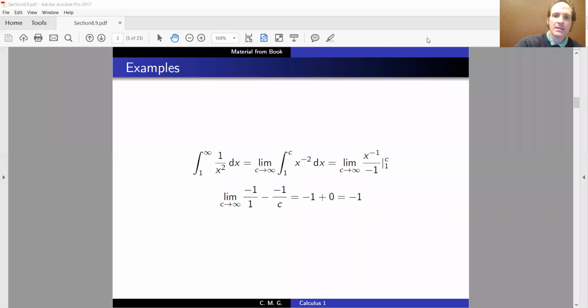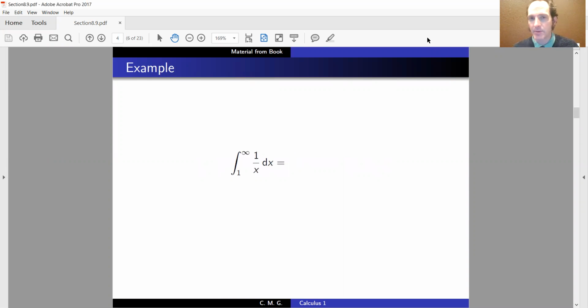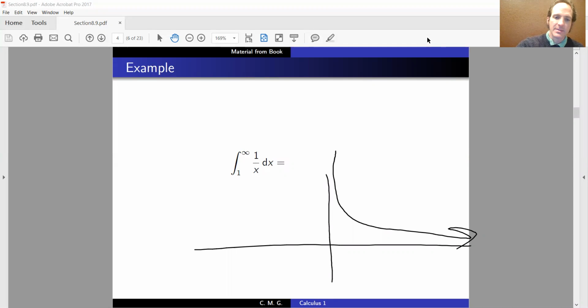Okay. So in this situation, yes, it did actually work out. It's possible that this doesn't work. So let me do an example. So 1 over x. Now this function, 1 over x, looks something like this. I'm asking the same question. What's the area of the region from 1 to positive infinity of this 1 over x function?